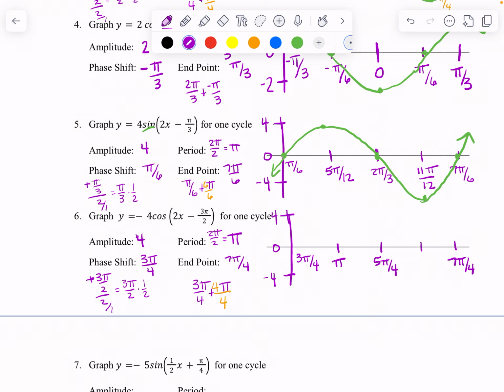5 plus 7 is 12. Cut 12 in half, and I get 6 pi over 4, which is 3 pi over 2. Yes, I want you reducing all your fractions because I know you can. Now, he's a negative cosine. So when we were doing cosine before, he would start up at positive 4. Well, now we're going to do the opposite. So he's going to be reflected across the x-axis. So negative 4, 0, positive 4, 0, negative 4.